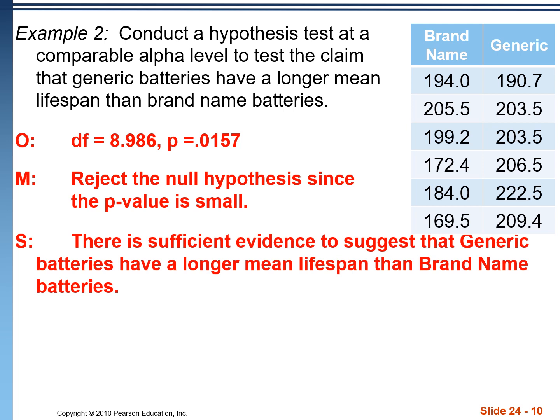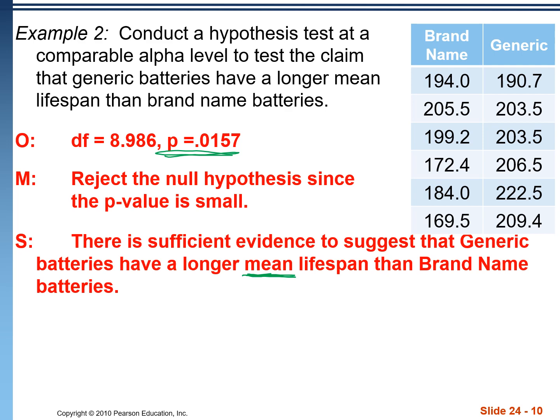The alternative was saying that generic batteries were better, and we found enough evidence to conclude that that was true based on our small p-value. There's sufficient evidence to suggest that generic batteries have a longer mean lifespan than brand name batteries. Again, these are always about means and not about individual batteries.